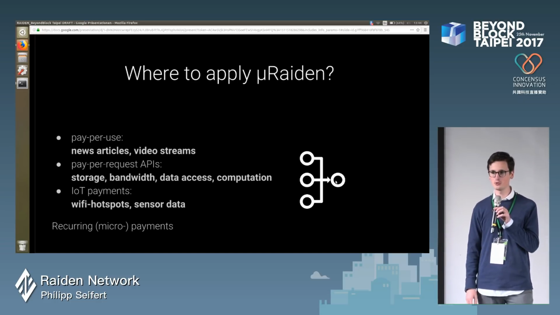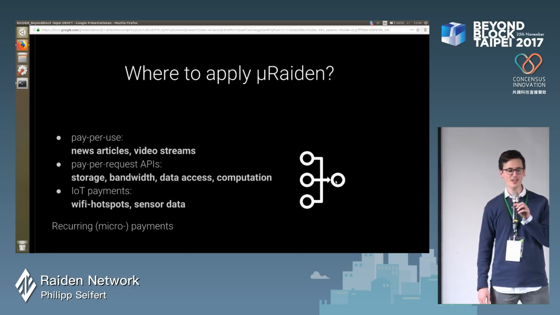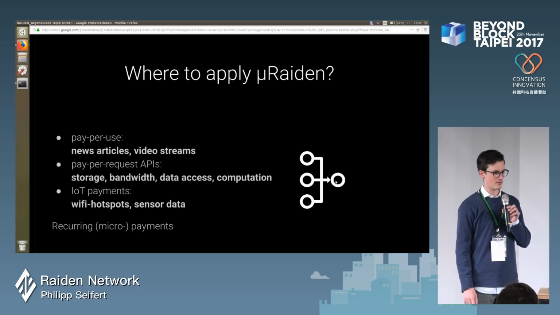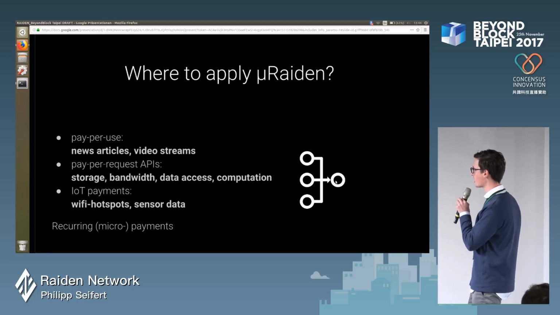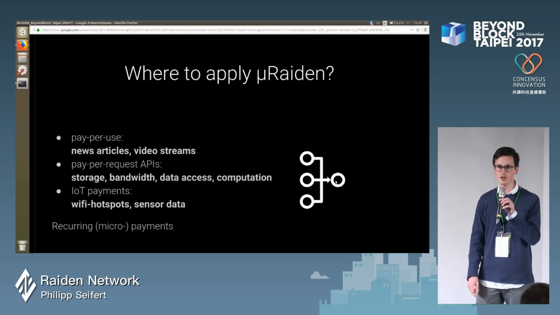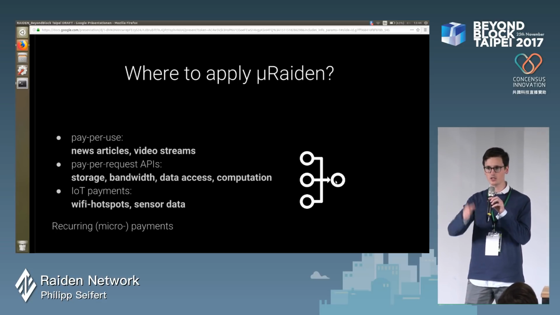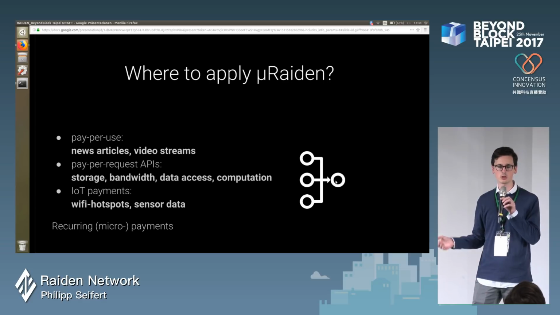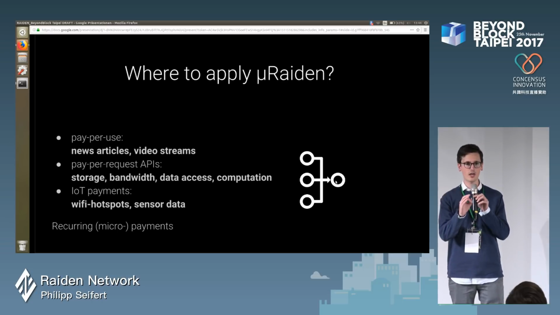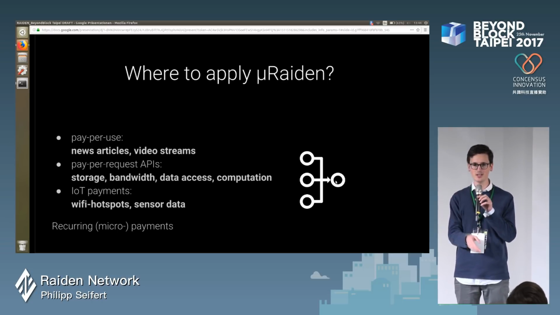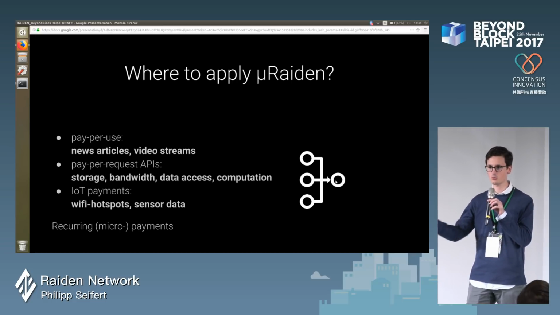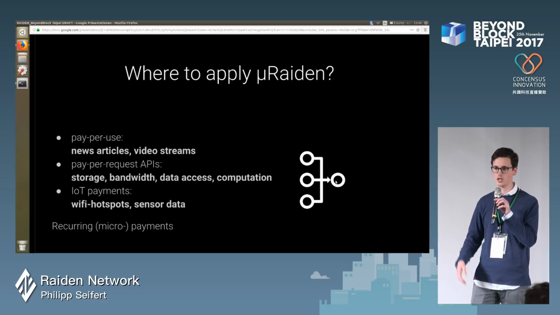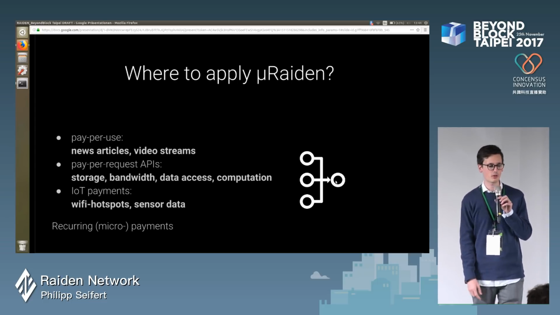So what could you use this MicroRaiden for? Basically, I tried to sum up some of the use cases here. There are more, but these are maybe my favorite ones. The first one would be pay-per-use. If you have a simple payment implementation with a many-to-one relation, you could, for example, pay your favorite news websites. You can go to a news website, pay for an article, then pay for the next article, and you don't have to pay on-chain gas fees because you have a payment channel opened with this news website, and many other people also have a payment channel with them.